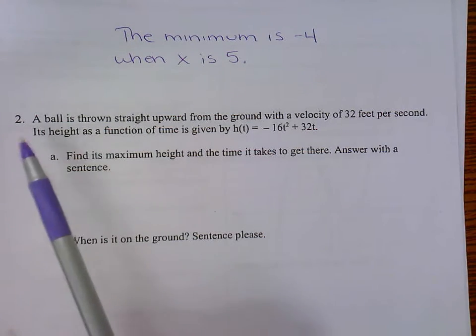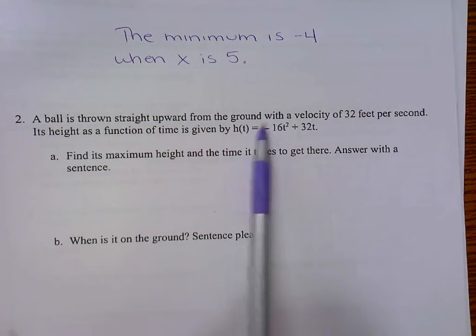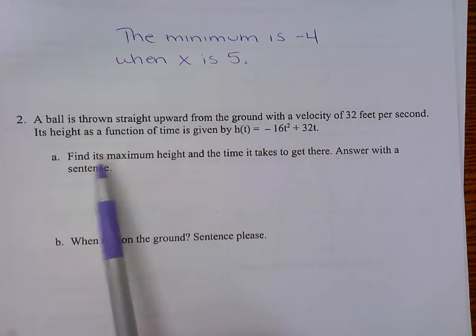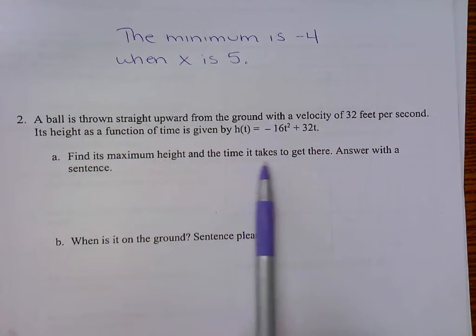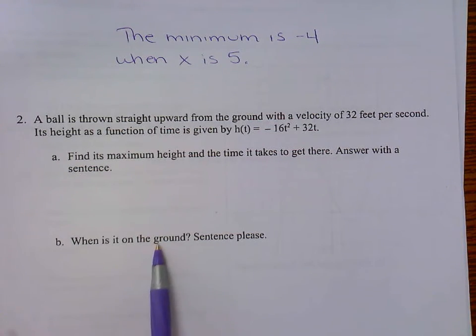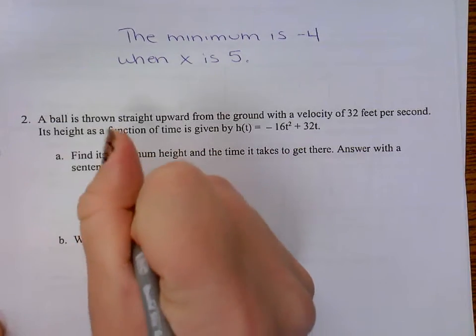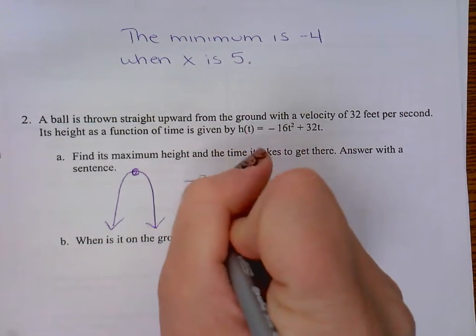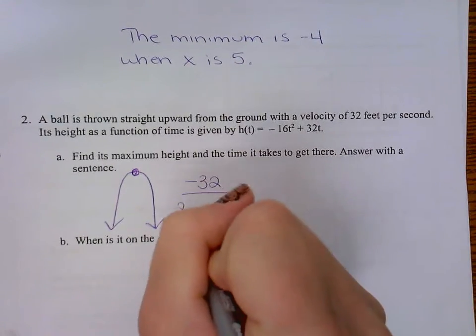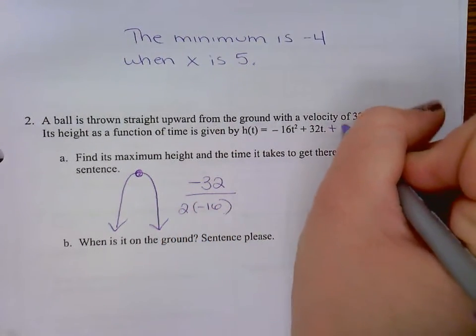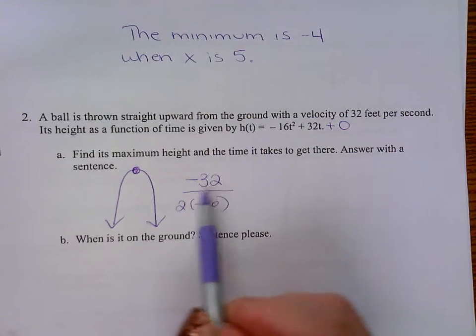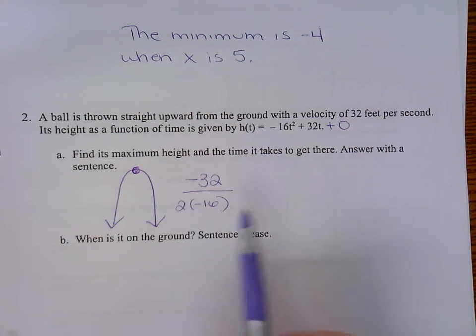So in example 2, a ball is thrown straight upward from the ground with a velocity of 32 feet per second. Its height as a function of time is given by this function. Find its maximum height and the time that it takes to get there, and when will it be on the ground. So our parabola is going straight up, hitting its maximum, and then coming down. So we're going to find the vertex by doing negative b divided by 2a, and in this case, c is 0. So this is a and this is b. So this is negative 32 divided by negative 32, which is 1.